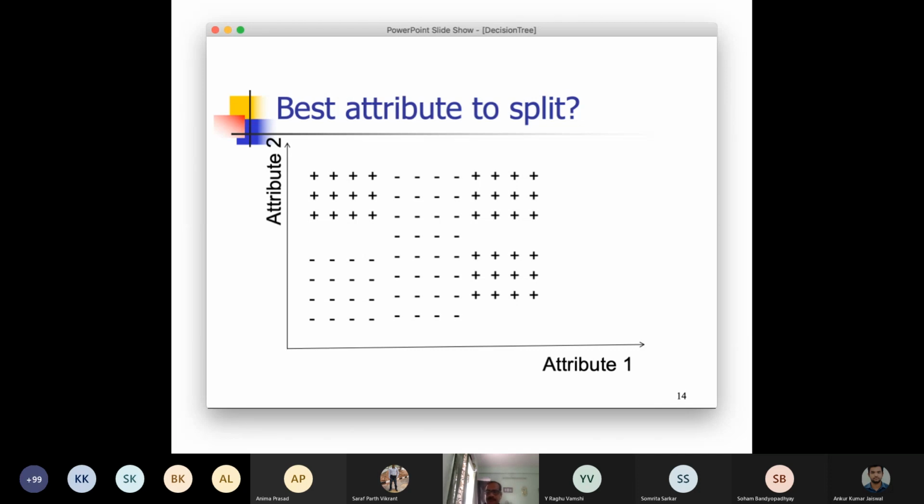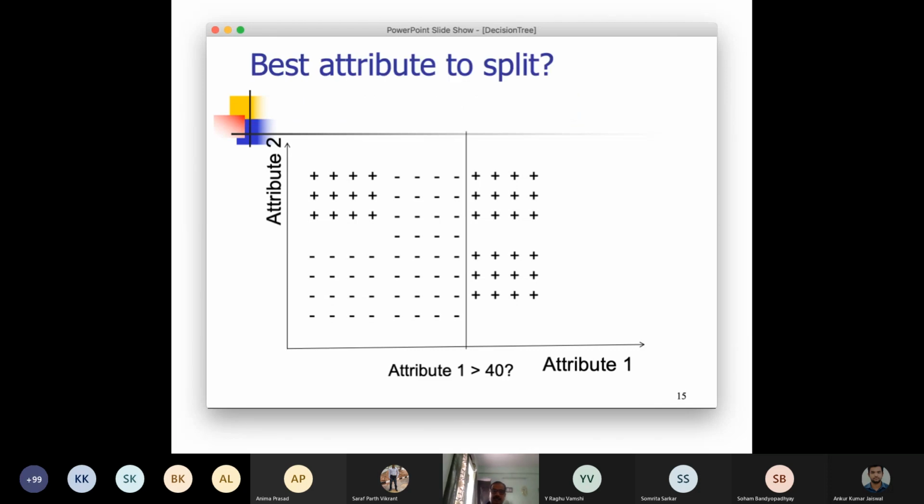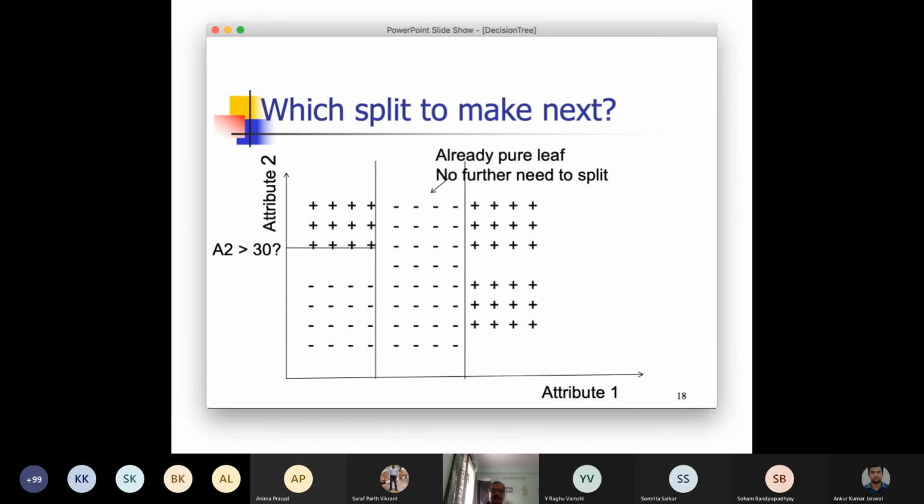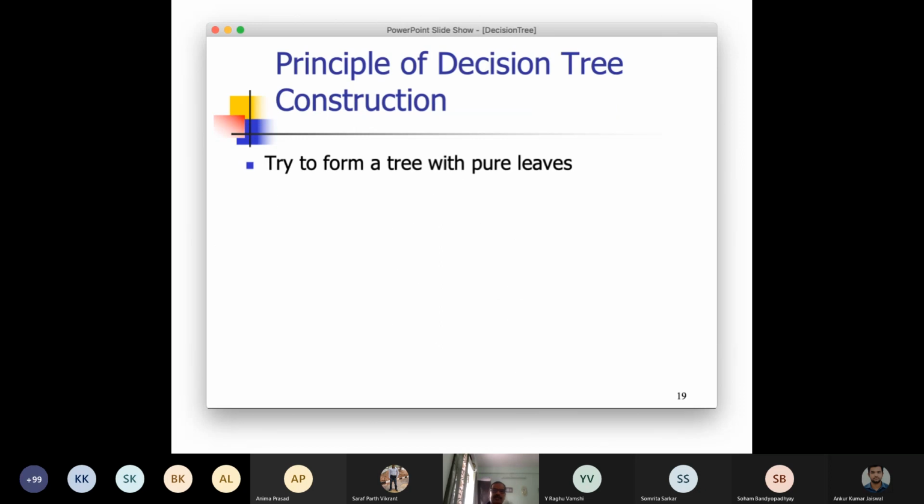Again, we come to the same examples. These examples have two attributes, and these are continuous value attributes. Attribute 1, and I think this is repeating what I have mentioned. So you can form a tree with pure labels, and you are trying to do correct classification for the training examples, but I told you the issue is there.